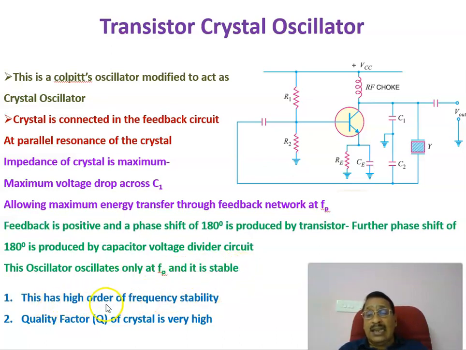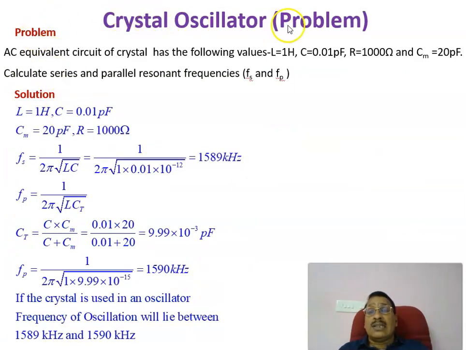This has a high order of frequency stability, and the quality factor of the crystal is also very high. Frequency stability is very large in the case of a transistor crystal oscillator, which is similar to the Colpitts oscillator. The only difference is that the inductor is replaced by the quartz crystal, which is fed back. Therefore, it produces a very highly stable output frequency that is decided by its parallel resonant frequency. Let us see a problem on the crystal oscillator.